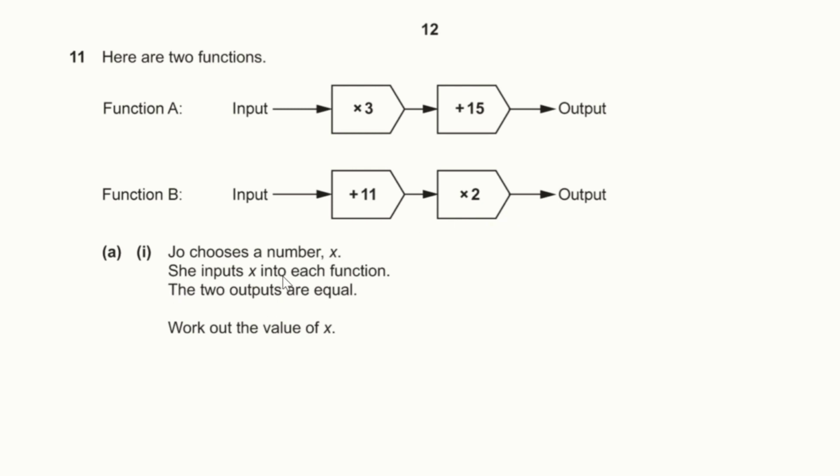For part A, for the first part, Jo chooses a number x. She inputs x into each function. The two outputs are equal. We have to work out the value of x.